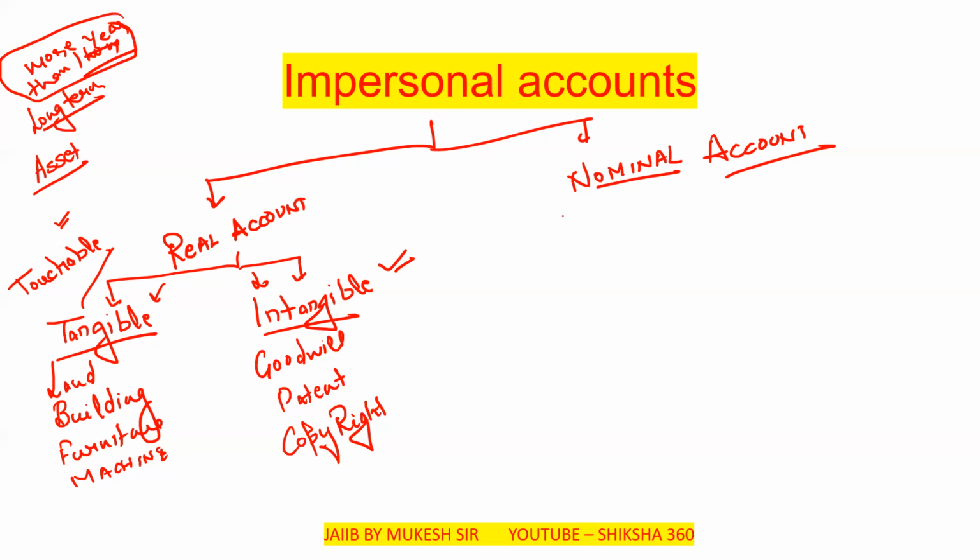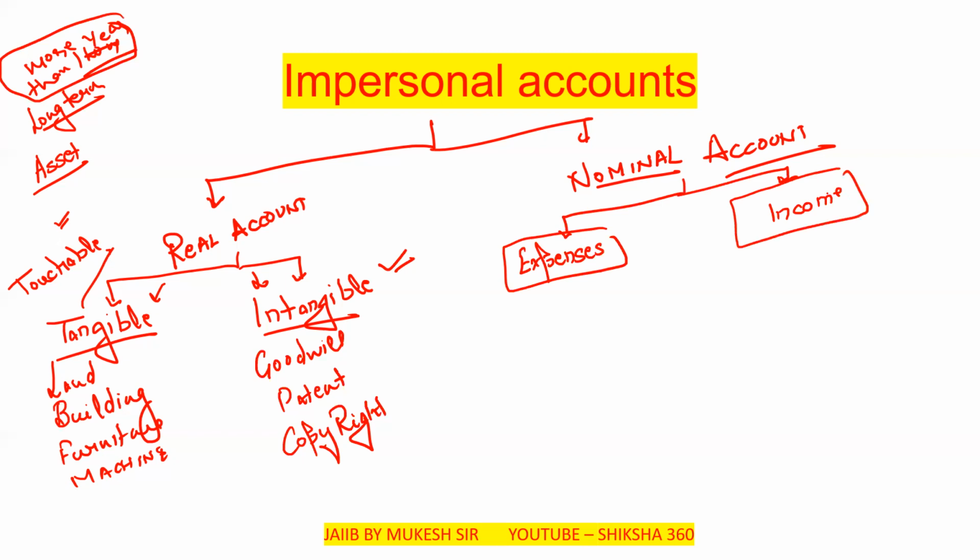Now the last one here is the nominal account. Under the nominal account, we have two things. First one is the expenses, and second one is the income.